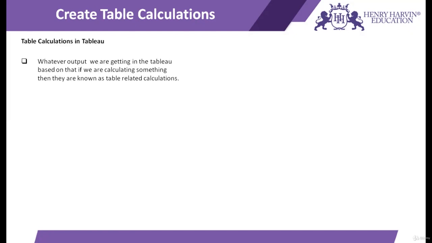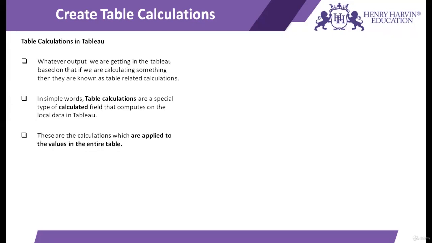Hi all. In this video, we'll see how to create table calculations in Tableau. So basically, the calculations in Tableau are of two types. One is database related calculations, another is table related calculations. Database related calculations are the ones which we perform directly on the data in our database or in the data source which we have imported into our Tableau workbook. And table related calculations are the ones which are performed on the output which we obtain in the Tableau worksheet.